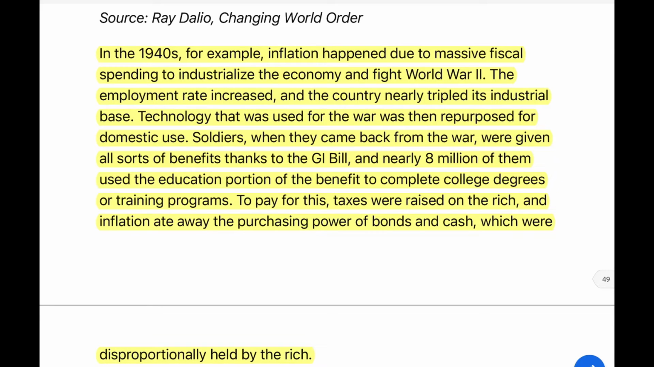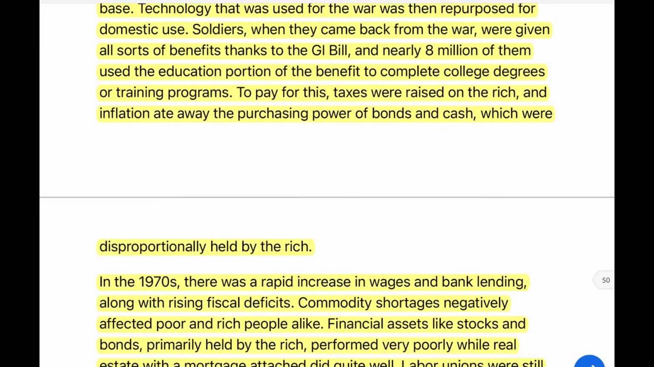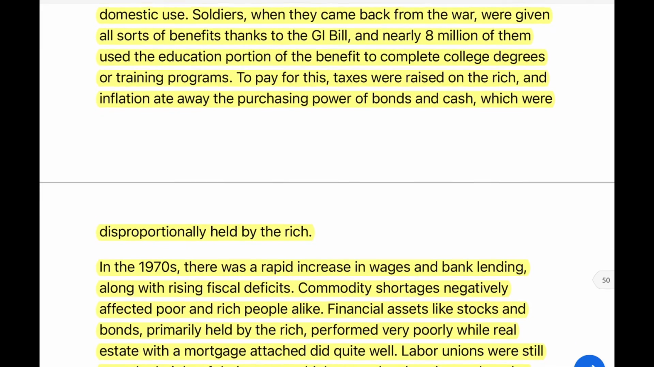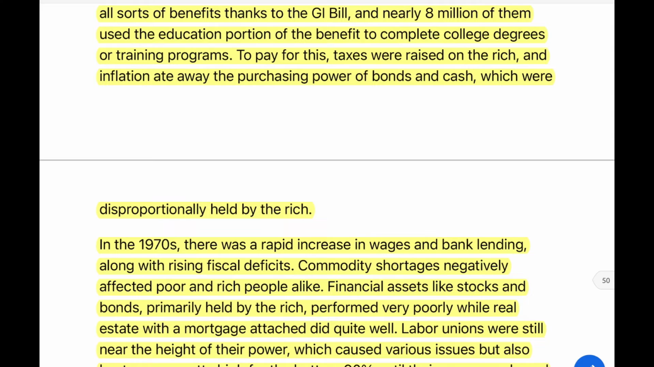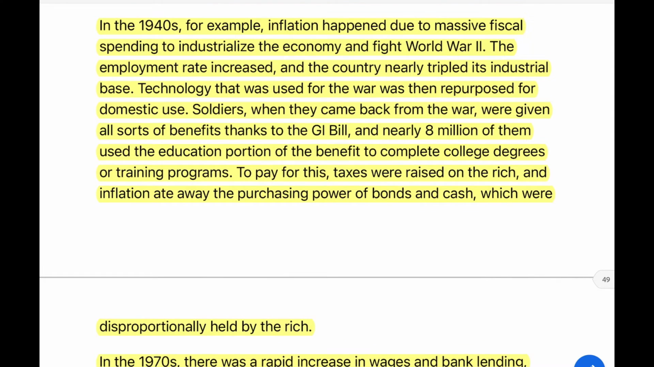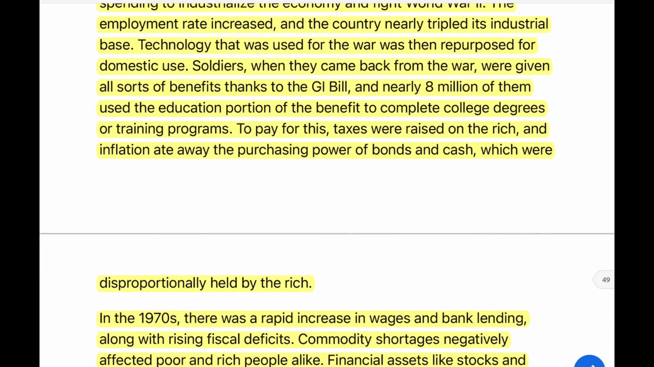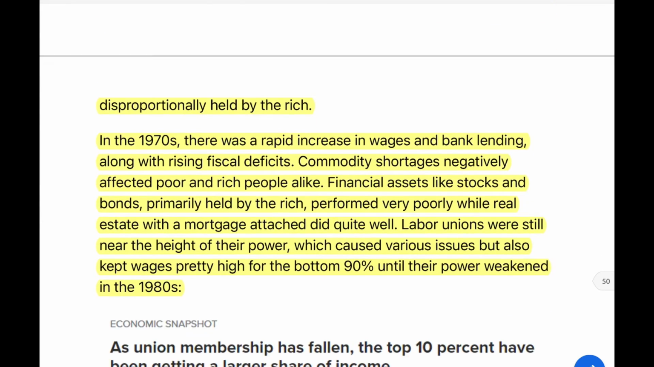To pay for this, taxes were raised on the rich, and inflation ate away the purchasing power of bonds and cash, which were disproportionately held by the rich. As you can see, this is where we are today. The author says right in here that as the government started paying a whole bunch of money, they tried to raise the taxes on the rich, and inflation ate away all the purchasing power.